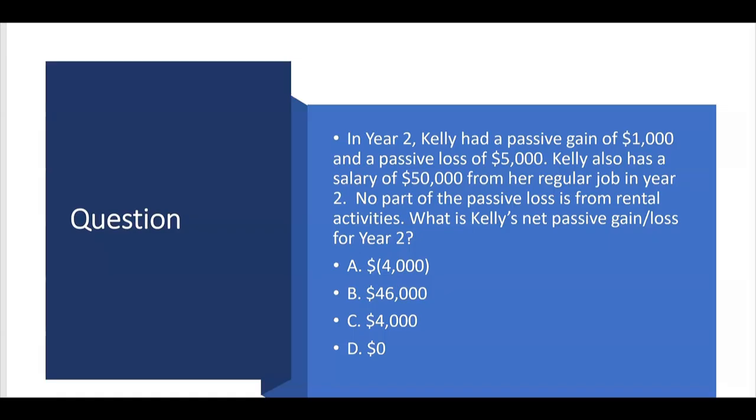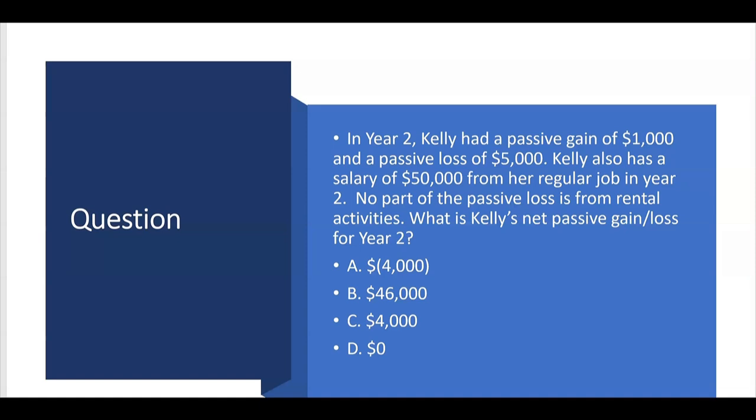Let's try this question. In year 2, Kelly had a passive gain of $1,000 and a passive loss of $5,000. Kelly also has a salary of $50,000 from her regular job in year 2. No part of the passive loss is from rental activities. What is Kelly's net passive gain or loss for year 2? Notice they didn't ask how much was deductible. They said how much is the net passive gain or loss.